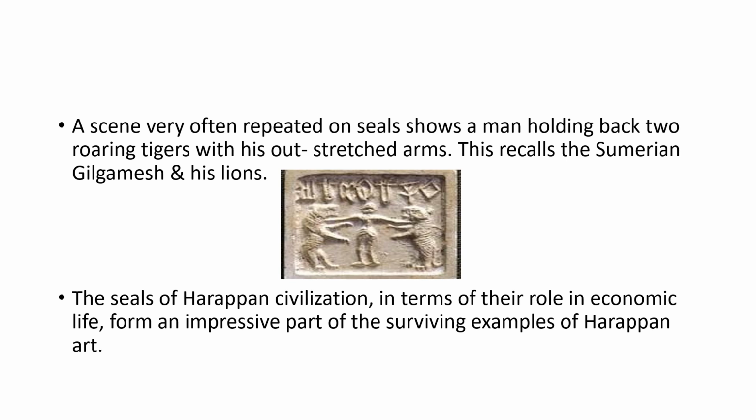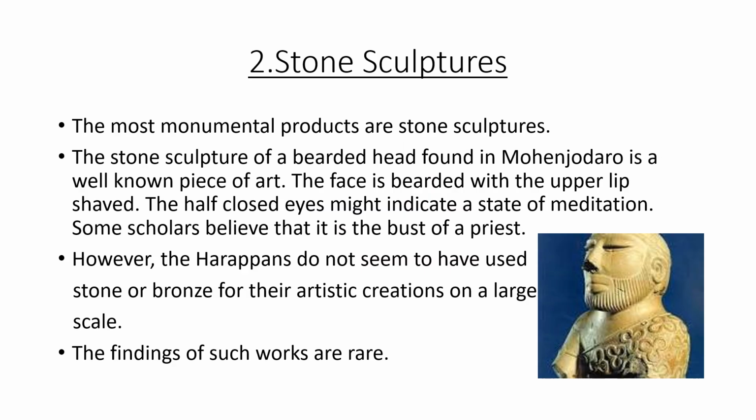This is about seals. Then we have stone sculptures. The most monumental products are stone sculptures, and the stone sculpture of a bearded head found in Mohenjo-daro is a well-known piece of art. The face is bearded with the upper lip shaped, and the half-closed eyes might indicate a state of meditation. Some scholars believe that it is the bust of a priest. However, the Harappans do not seem to have used stone or bronze for their artistic creations on a large scale, and the findings of such works are rare.